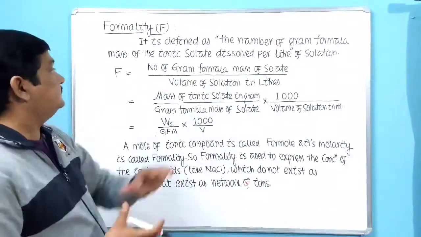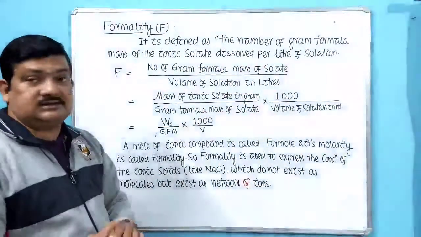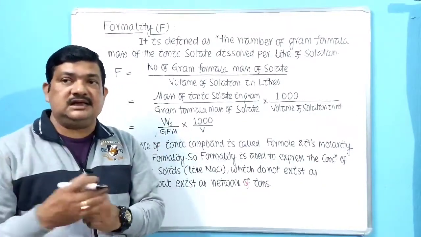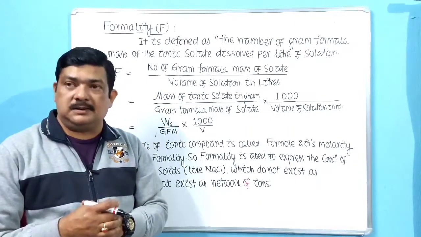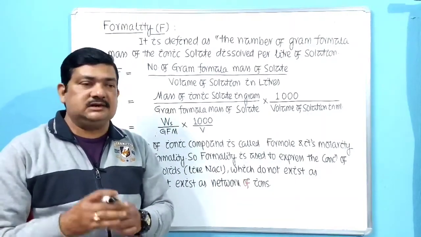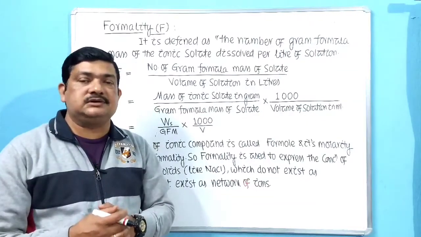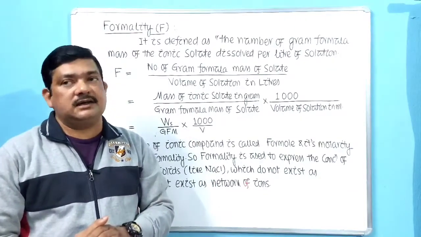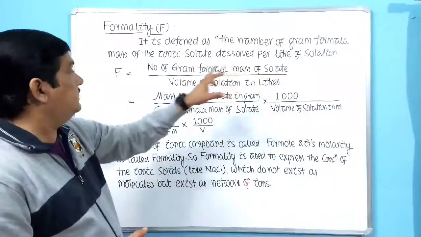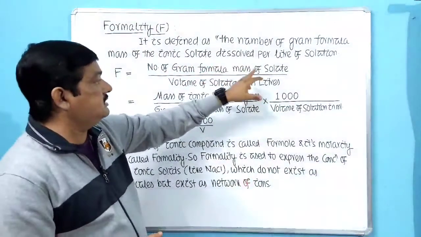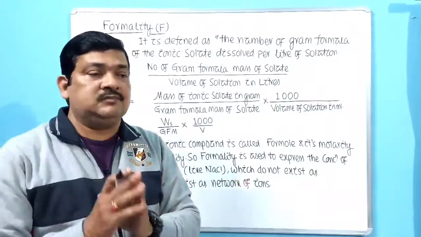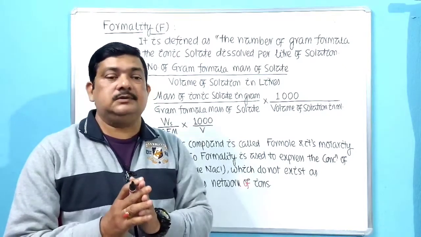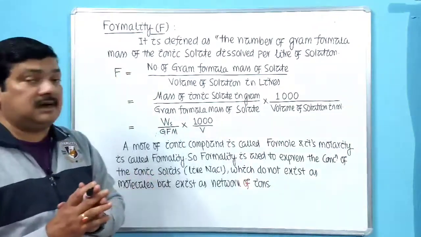Then, as per definition, what is formality? It is the number of gram formula mass. So what is gram formula mass? The molecular mass of these ionic compounds is called formula mass because they exist as formula units. So instead of the term molecular mass, we use the term formula mass. When that formula mass is expressed in grams, it is called gram formula mass. So formality is the number of gram formula mass of the ionic solute dissolved per liter of the solution. For ionic solutes, we normally do not use the term molecular mass, rather we use formula mass.